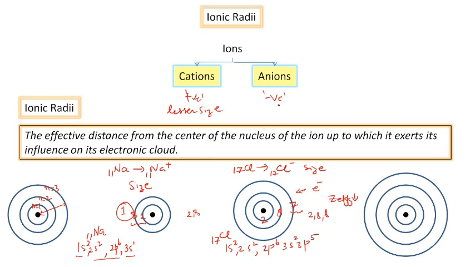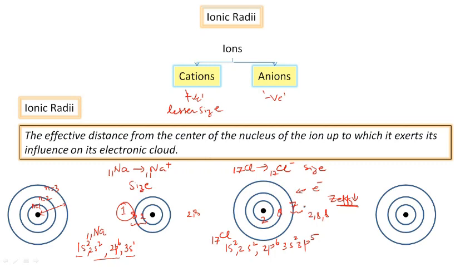Similarly, if we have another example, say this is my potassium, on removing one electron the outer shell is completely removed. Therefore, the size of the cation decreases. However, due to the decrease in the Z effective, the size of the anions increases.